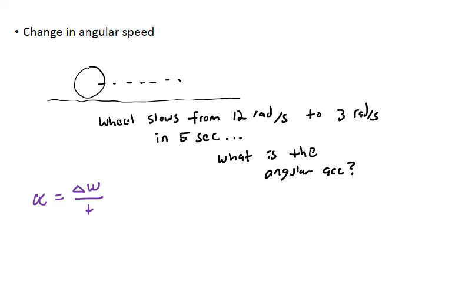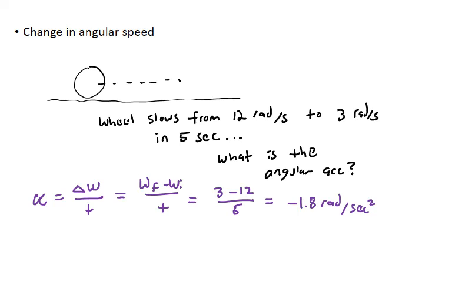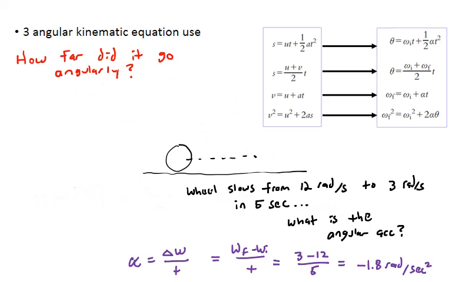All right, so angular acceleration is equal to the change in angular speed over time, and we should get negative 1.8 radians per second squared as the acceleration as this slows down. So during that time, how far did it go? How many radians did that cover? So if it started at 12 radians per second, went to 3 radians per second in 5 seconds, how far angularly did it go? So go ahead and pause the clip and do that. When you're ready to check, you can hit play to continue.